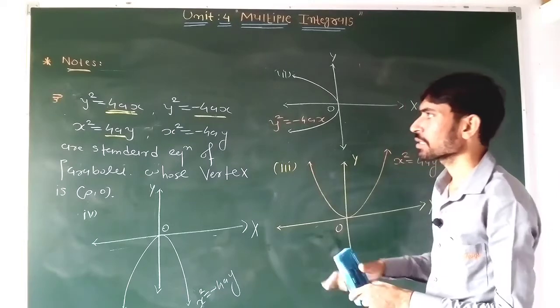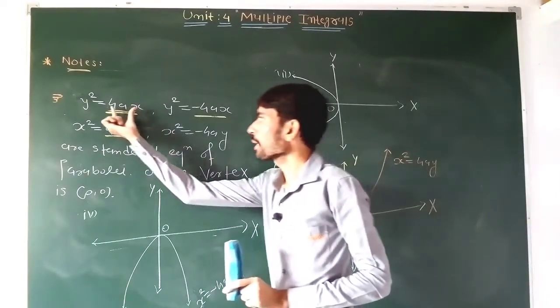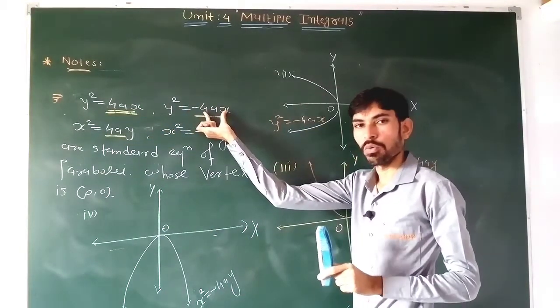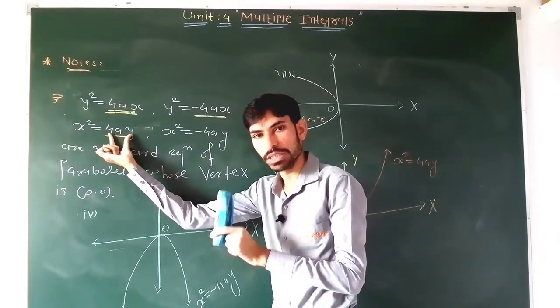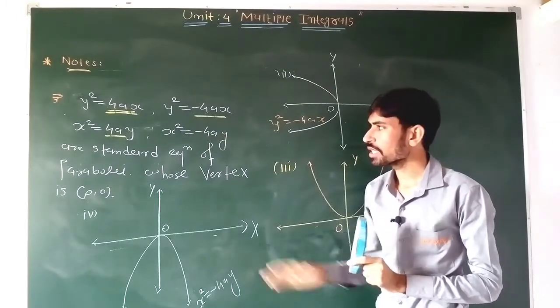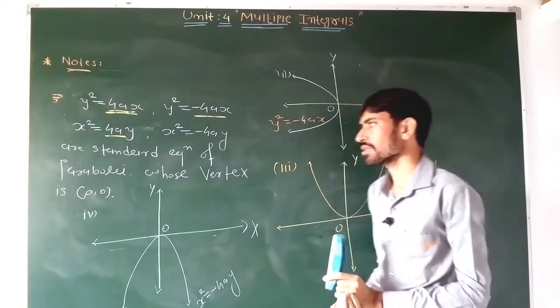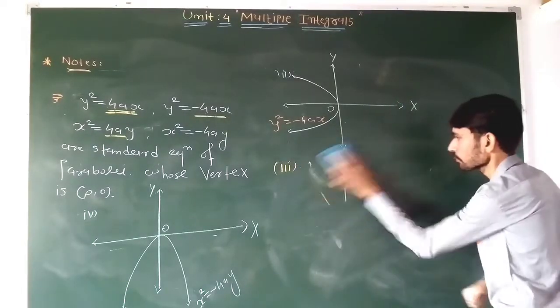So keep in your mind this standard fourth form of the parabola. Plus 4x open with the positive x-axis, minus x open with the negative x-axis, plus y open with the positive y-axis, and minus y open with the negative y-axis. So these four types of the standard equation of the parabola. Now here we also mention the general equation of the parabola.